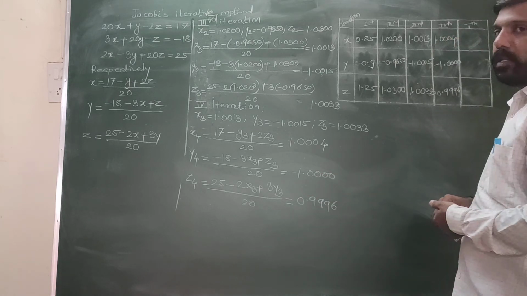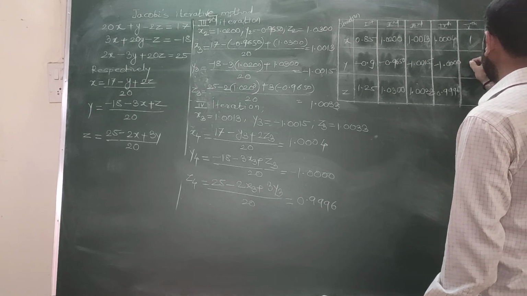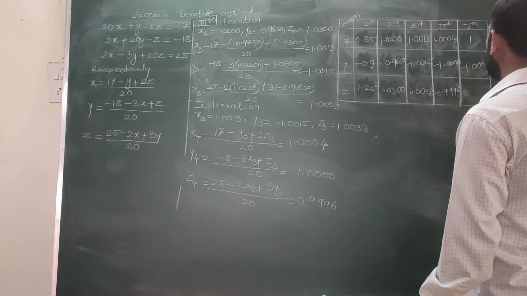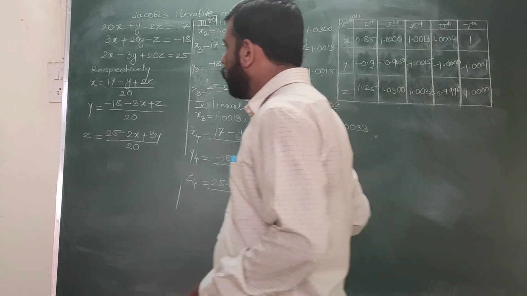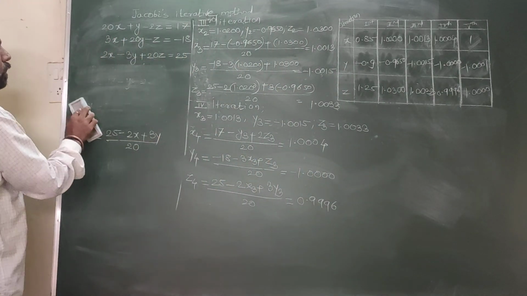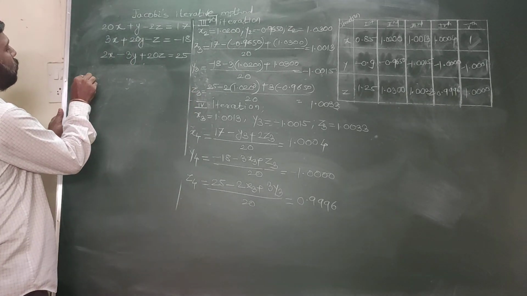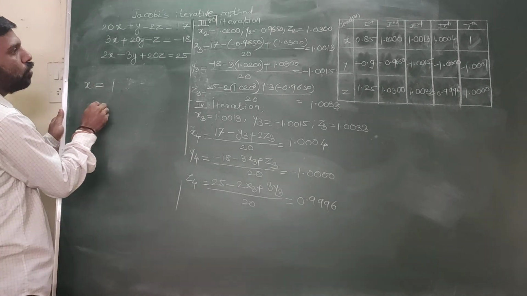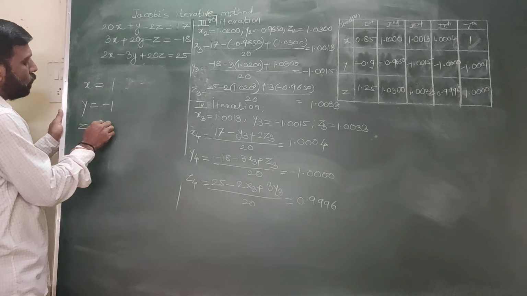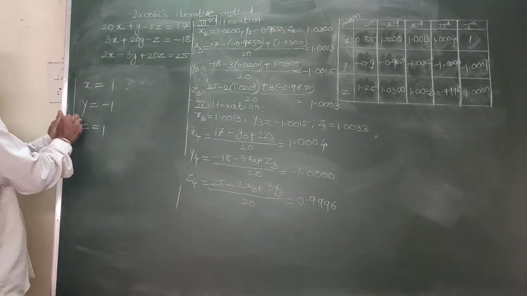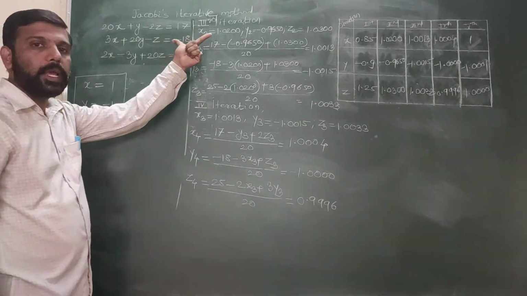Now I calculate the fifth iteration. So the values of that fifth iteration are x is 1 point something. So you calculate at least 5 iterations, or 3 iterations and the next 2 iterations in table format, and the last values in the fourth or fifth iteration will give here the value of x equal to 1, the value of y equal to minus 1, this is the approximate value, and the value of z equal to 1. So we find the unknown values x, y, z by using the Jacobi iterative method.